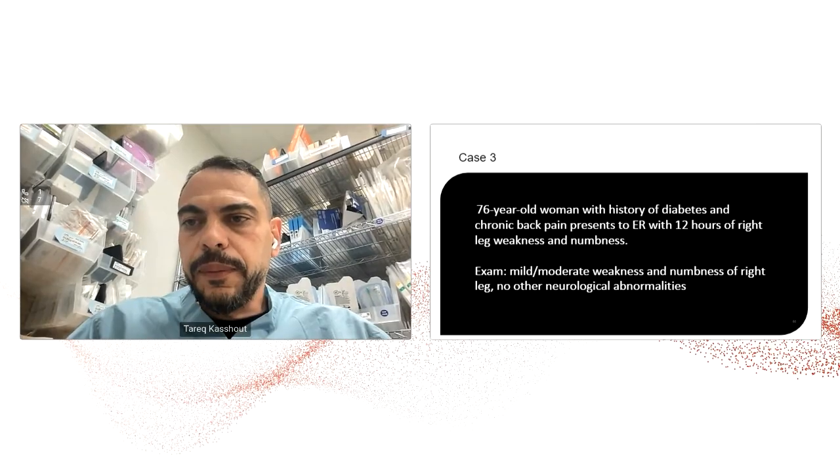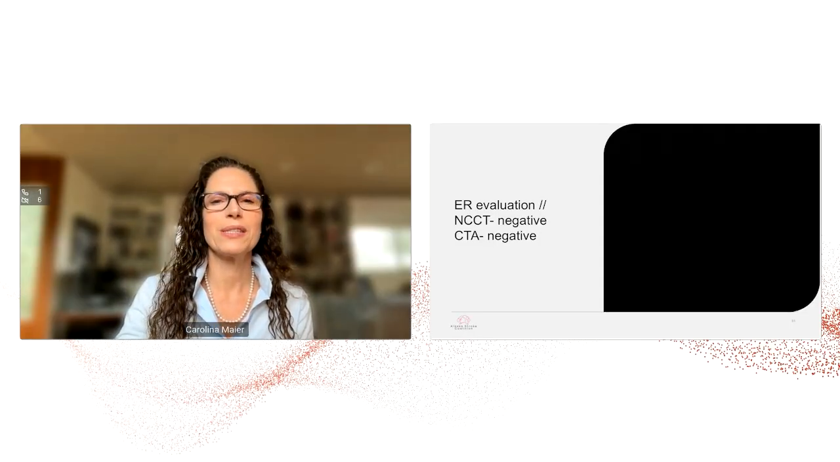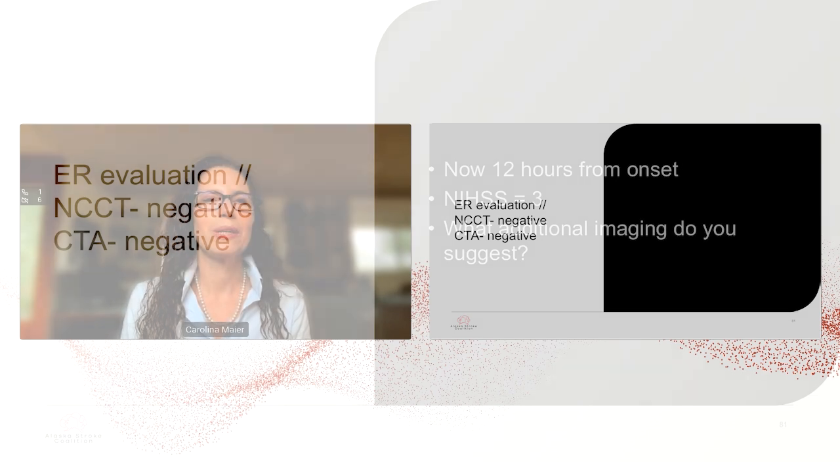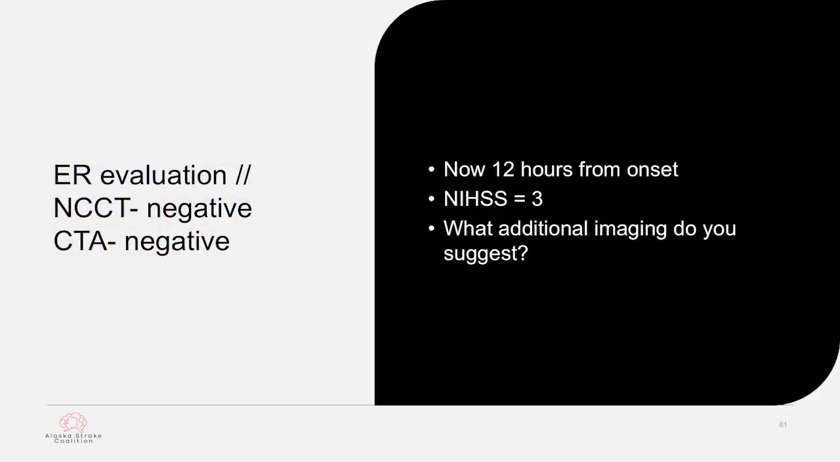Excellent. Thank you. So let's see what's happening next to this patient. Now the patient is being evaluated in the ER. Once again, we have a negative non-con CT and a negative CTA. This patient is now 12 hours from onset. We have an NIH stroke scale score of 3. And what additional imaging would you suggest, if any?